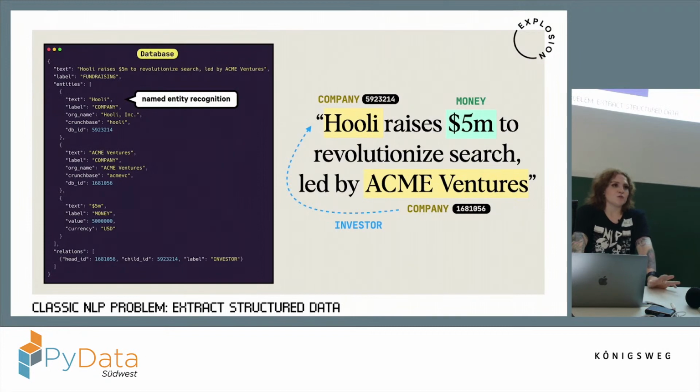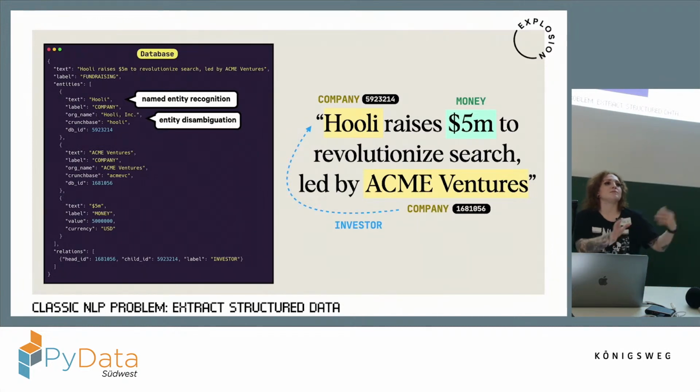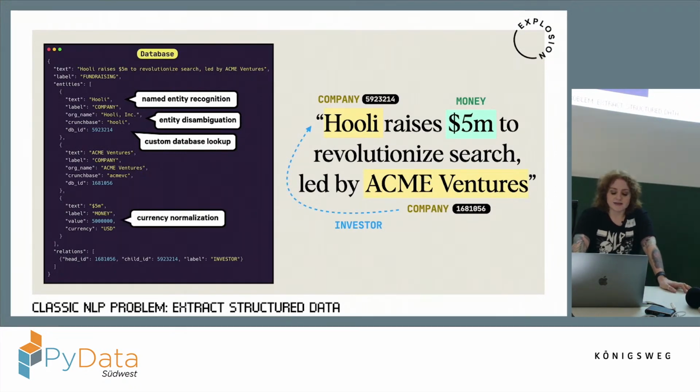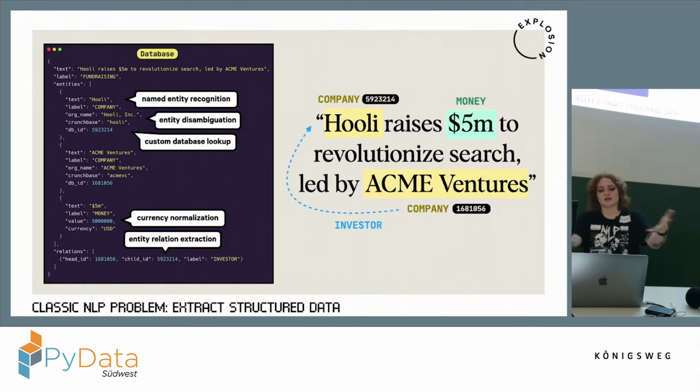Ultimately, what we have to do here is extract these companies and disambiguate them, so map them to an entry in a knowledge base, to make sure it's that Apple, that Hooli, and so on that we're talking about. We need to look it up in some custom database, whether it's Crunchbase or some internal thing we've been curating for decades. We also need to extract the currency and then normalize it into an integer that we can do maths with. And we also need to extract relations.